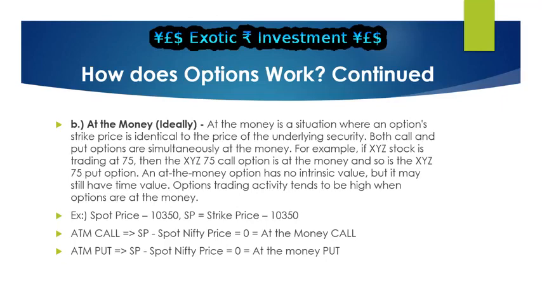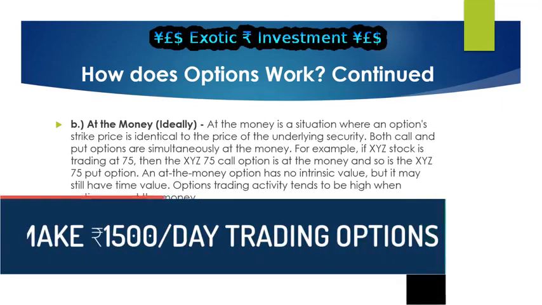At the money is a situation where an option's strike price is identical to the stock price. For example, if stock, that is XYZ stock, is trading at 75, then the XYZ 75 call option or a put option both are at the price of 75 itself. So the strike price and the price of the stock are both the same. That's at the money call or at the money put.